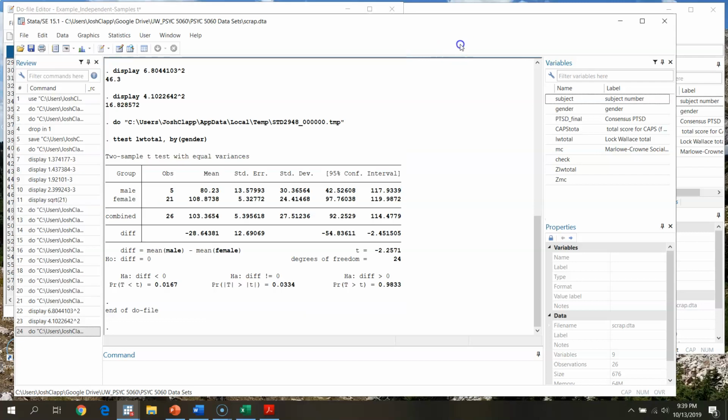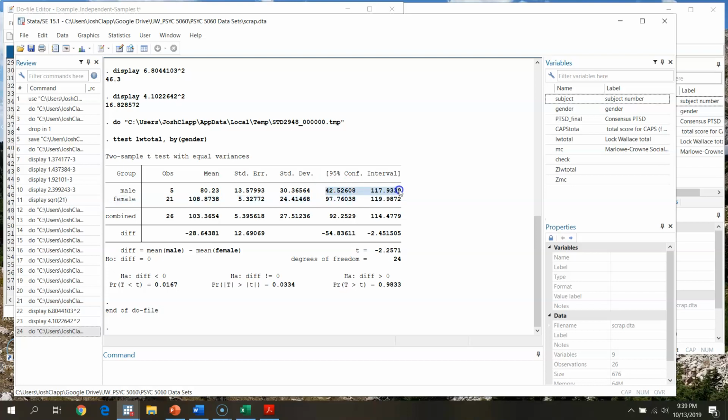Go through, run that. And here, when we're taking a look at differences in marital satisfaction across men and women, for my men, I have only 5 men in my sample, 21 women. Mean for my men, 80.2. Mean for my women, 108.9. This is the standard error of the mean. Here are my standard deviations.